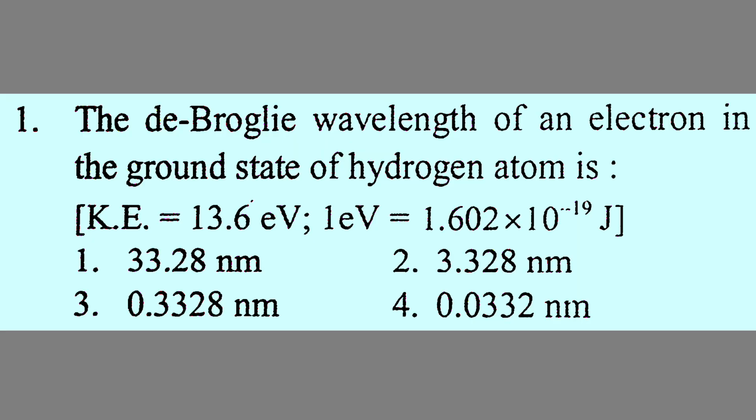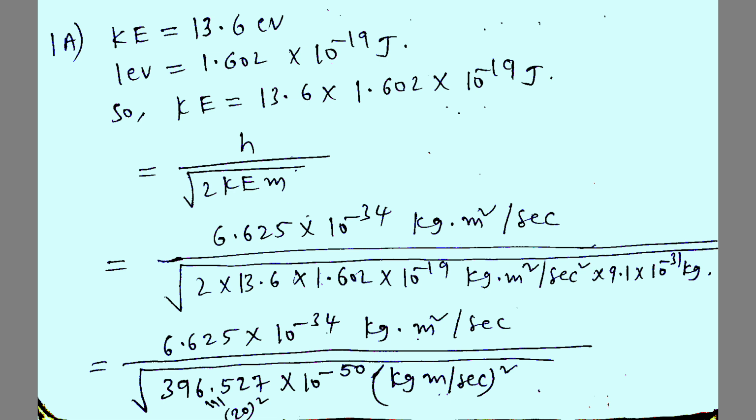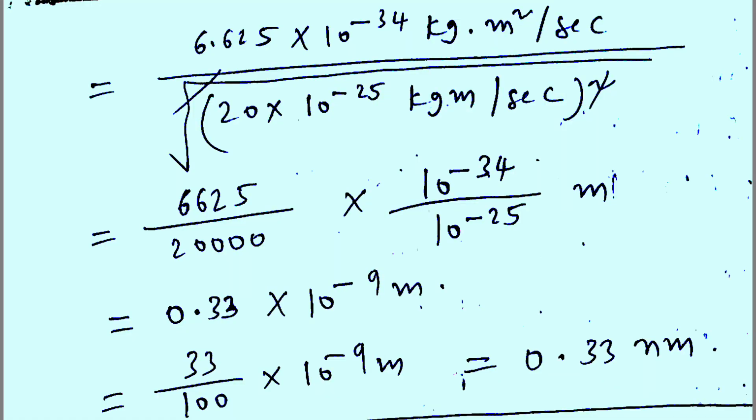Now the next problem is, the De-Broglie wavelength of an electron in the ground state of hydrogen atom is. Now let me do the answer. First let me write the values which are given in the question. Now all these values we have to substitute in this formula, then we get answer.